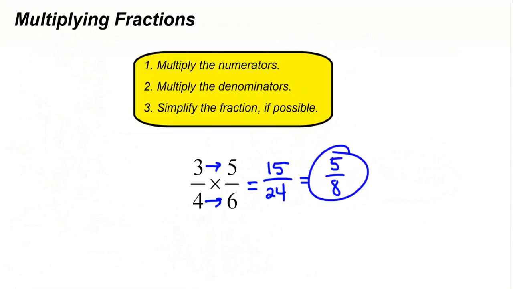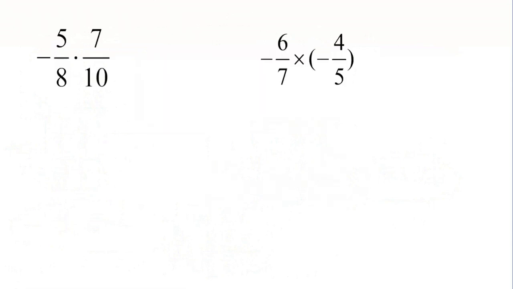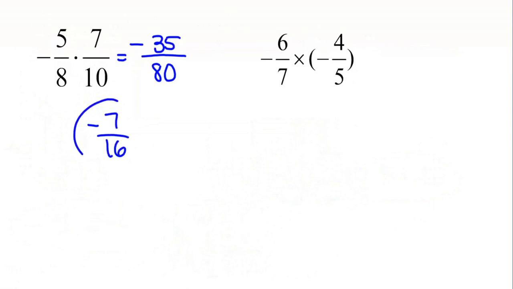And then again, we are going to apply our rules of multiplication for positives and negatives as well. So negative 5/8 times 7/10. We're going to multiply the numerators together. This is a negative times a positive, so I know it's going to be negative 35/80ths. Now this can be simplified. These are both divisible by 5, and that is -7/16 when I simplify it.